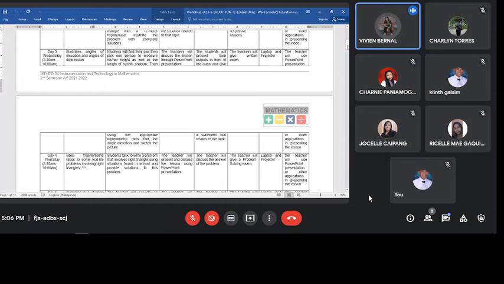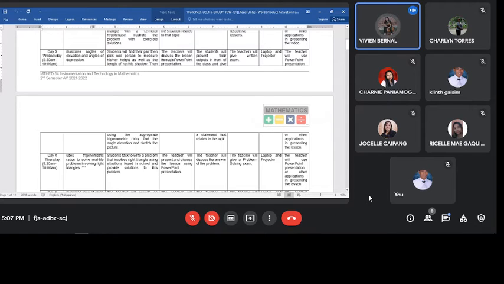Then, for discussion, the teacher will discuss the lesson through PowerPoint presentation. Then for independent practice, the students will present their outputs in front of the class and give a statement that relates to the topic. Then for assessment, the teacher will give a written exam. For the hardware, the teacher will use laptop and projector. For the software, the teacher will use PowerPoint presentation or other applications in presenting the lesson.